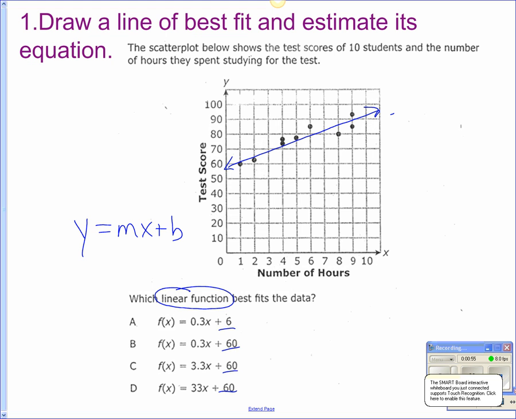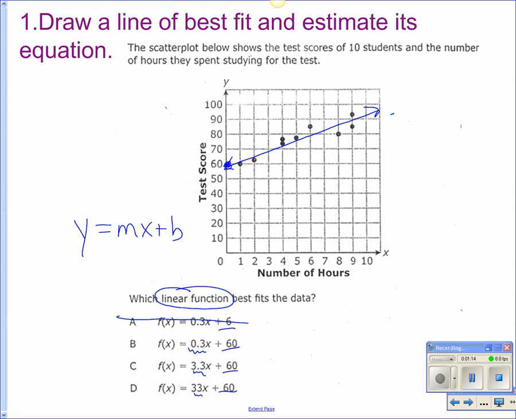So if you look, we can go ahead and rule out one. Is our y-intercept at 60 or down here at 6? 60. So you can mark out A. Okay. The number with the x, what is that called? Your slope.